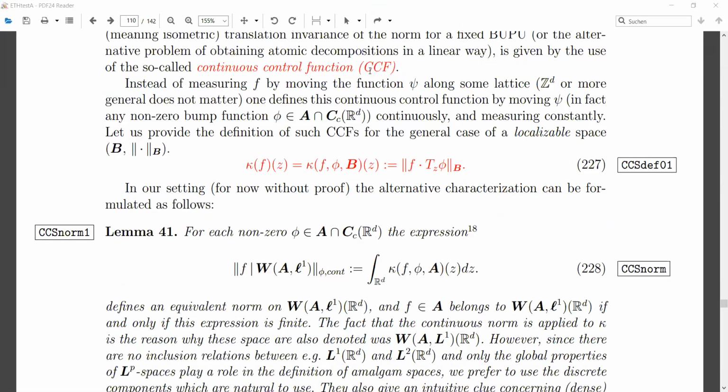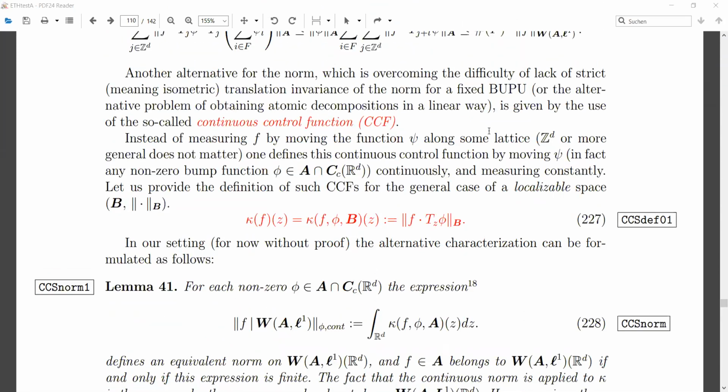I will do the following thing in much more detail later on, but I would like to indicate that these amalgam norms, which are introduced with BUPUs, because I think this is the more natural way, can also be controlled or described by a continuous norm. Whereas a BUPU is cutting out pieces, we can also do this in a continuous fashion. And we'll also see with the spectrogram that you actually get a continuous decomposition, localization.